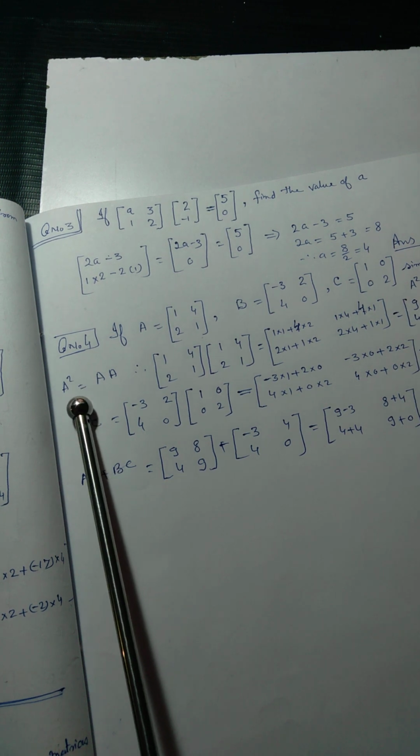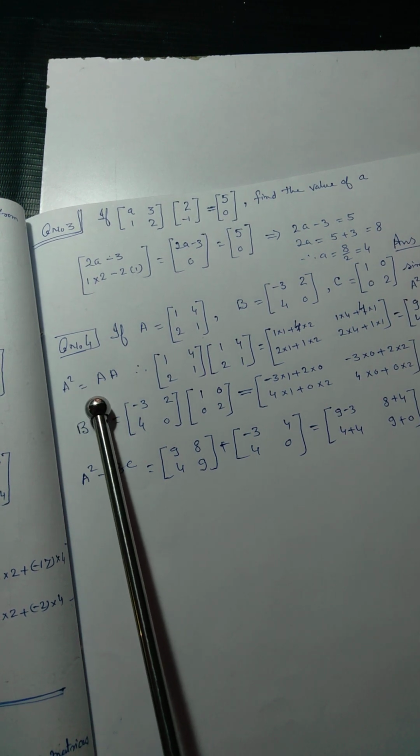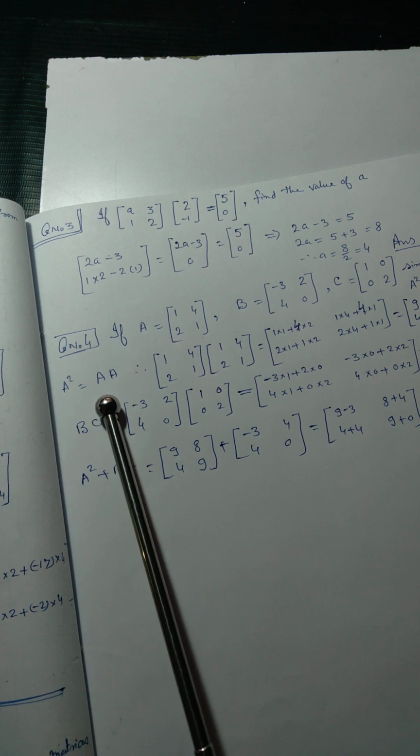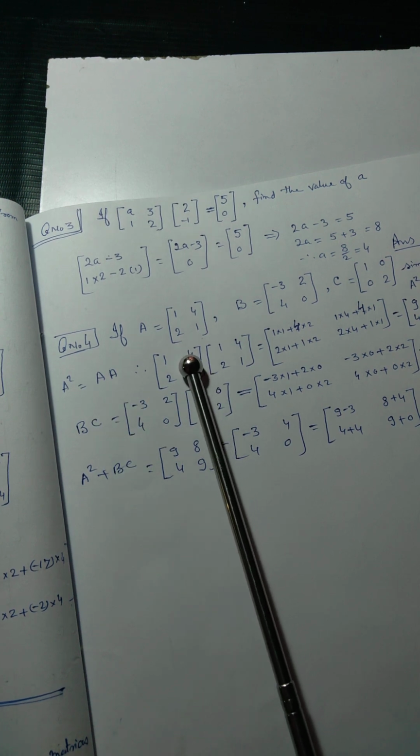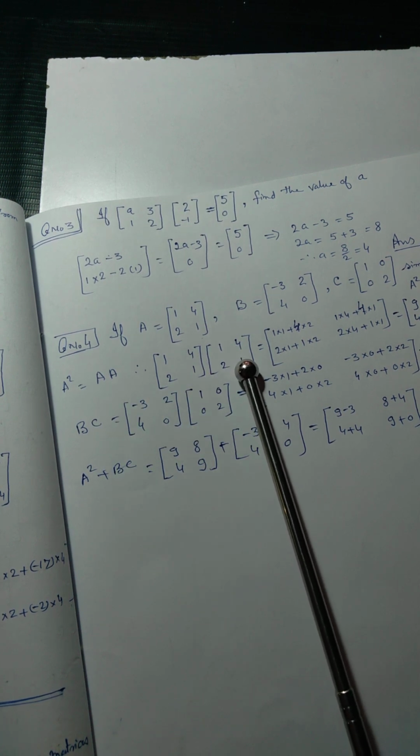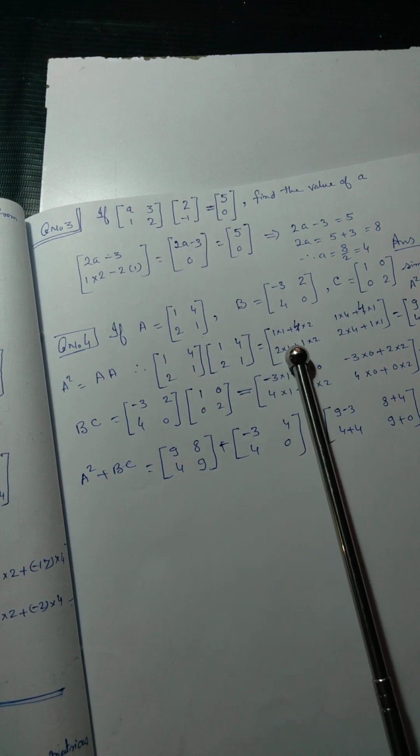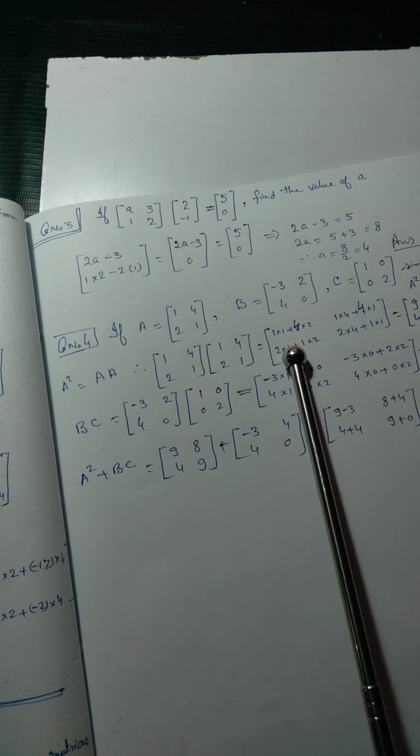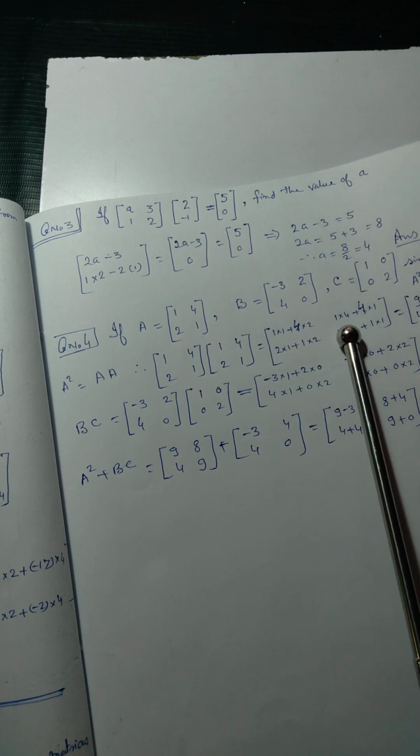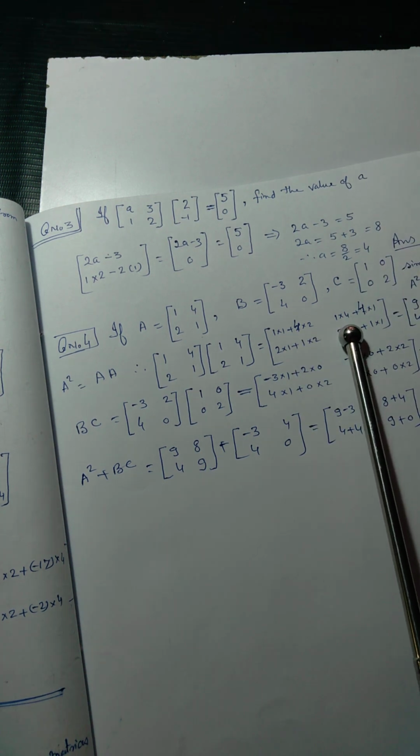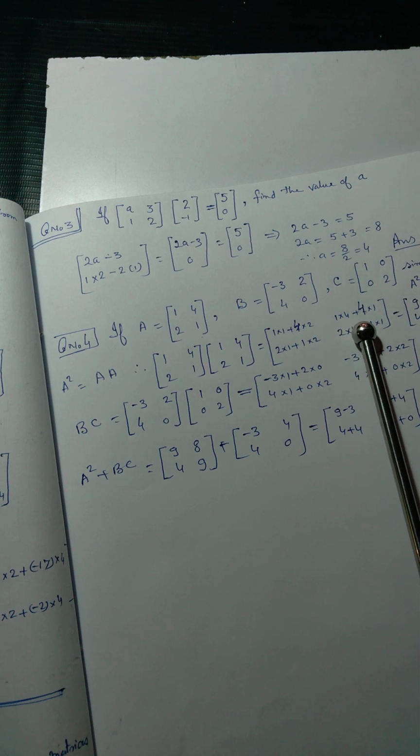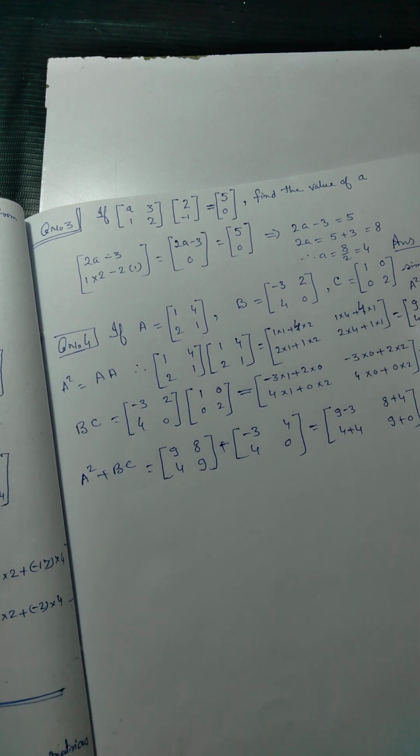For A square I have written again, elaborated it, that is A is equal to A into A. Again I have written the matrix A, again matrix A, and multiplied it. You will get this result, that is 1 into 1 plus 4 into 2. Next element will be 1 into 4 plus 4 into 1. So this result will be 9, 8.